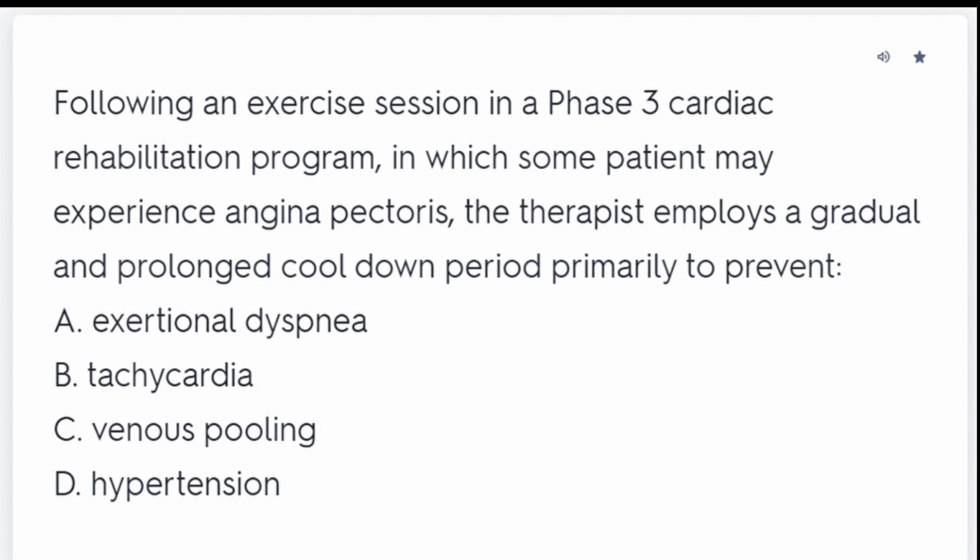Following an exercise session in a Phase 3 cardiac rehabilitation program in which some patients may experience angina pectoris, the therapist employs a gradual and prolonged cool-down period primarily to prevent: A. exertional dyspnea, B. tachycardia, C. venous pooling, D. hypertension.